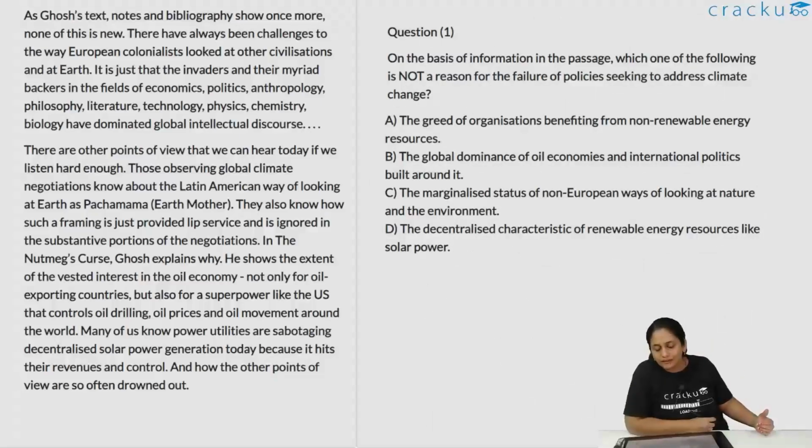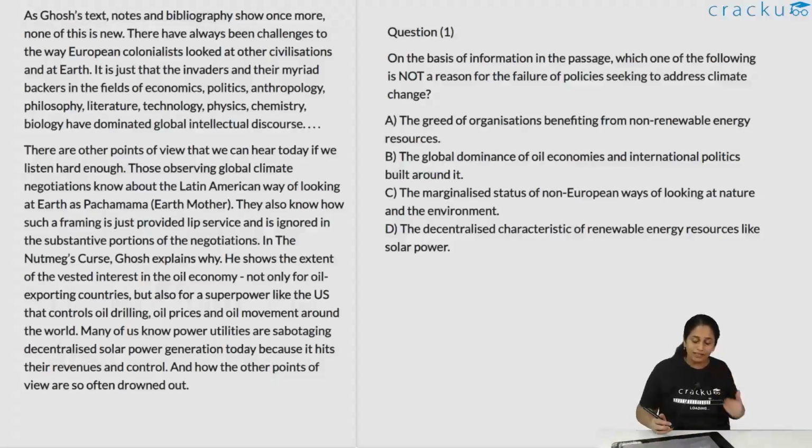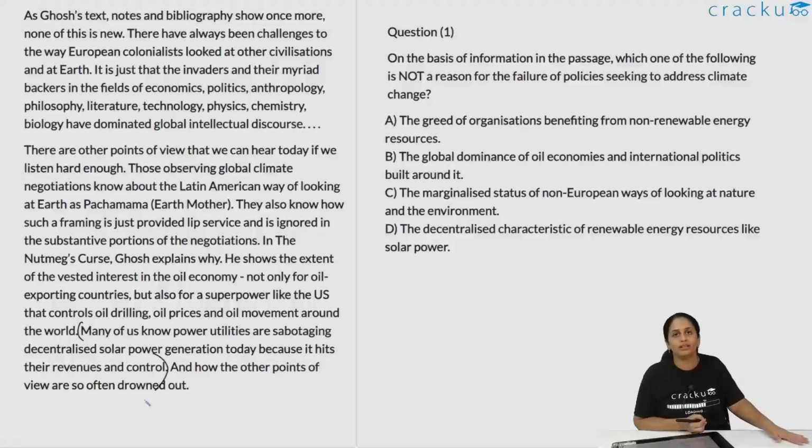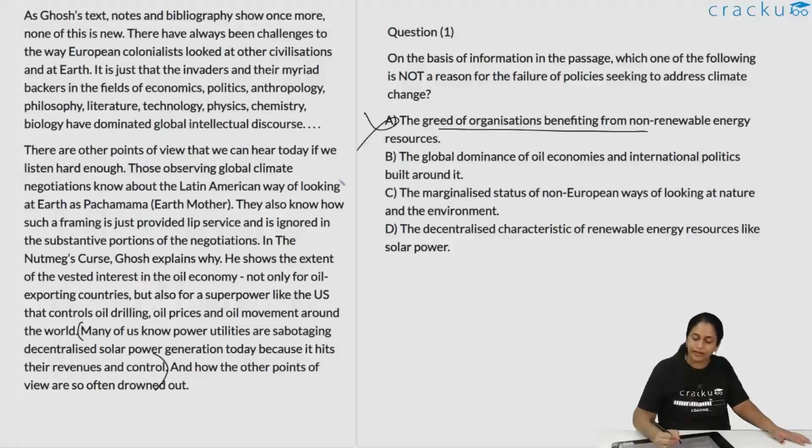On the basis of the information in the passage, which one of the following is not a reason for the failure of policies seeking to address climate change? A: The greed of organizations benefiting from non-renewable energy sources. This is given specifically over here. Many of us know power utilities are sabotaging decentralized power, solar power generation today because it hits their revenues and control. So because their revenues get hit, they don't want the solar panel generation. So this is given in this example. So A can be eliminated.